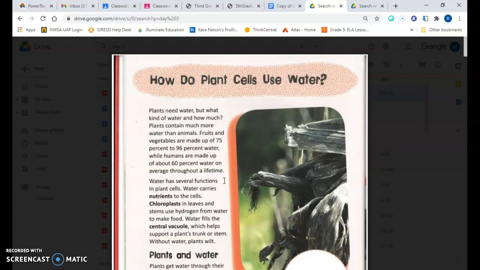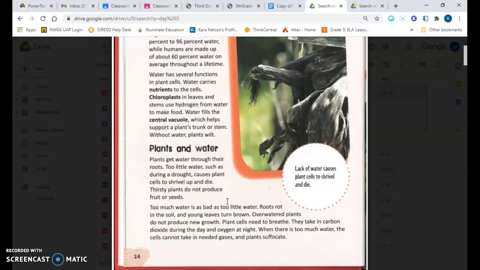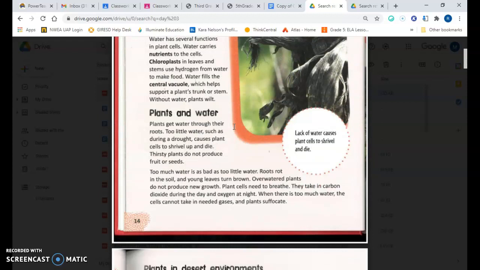Water has several functions in plant cells. Water carries nutrients to the cells. Chloroplasts in leaves and stems use hydrogen from water to make food. Water fills the central vacuole, which helps support a plant's trunk or stem. Without water, plants wilt. Plants get water through their roots.